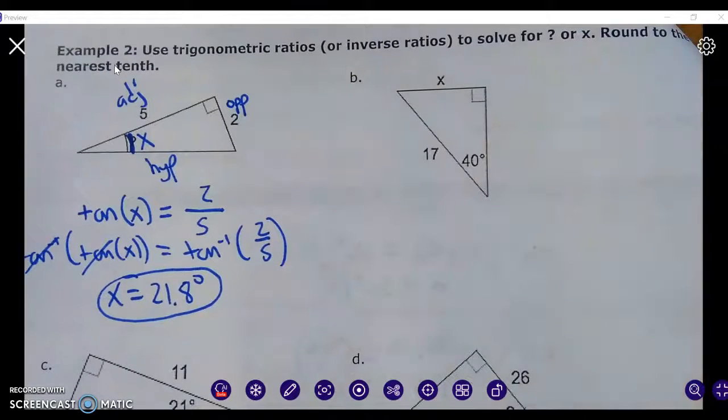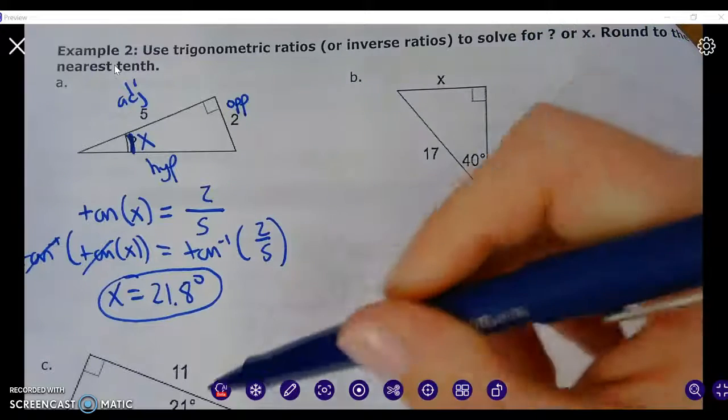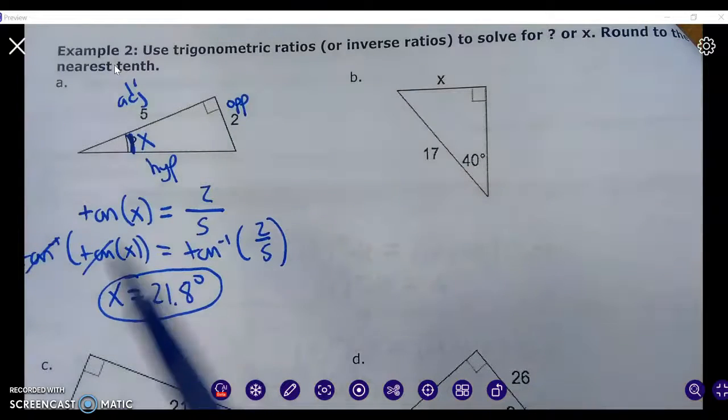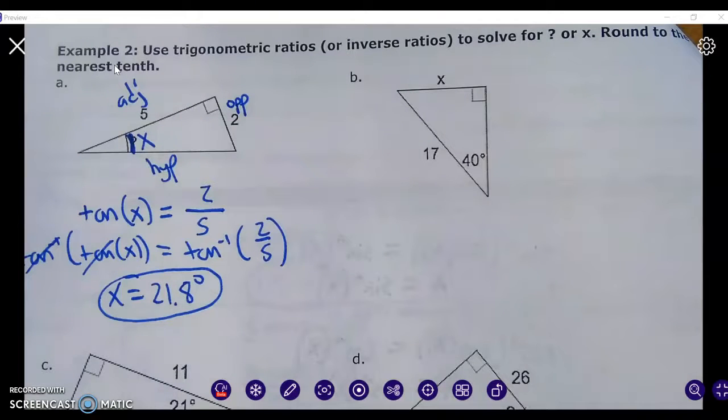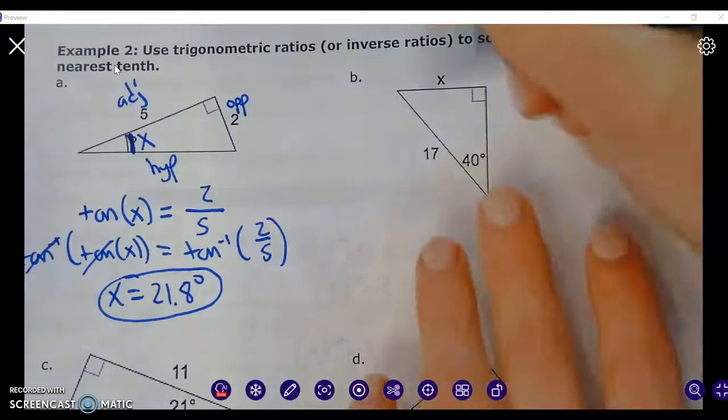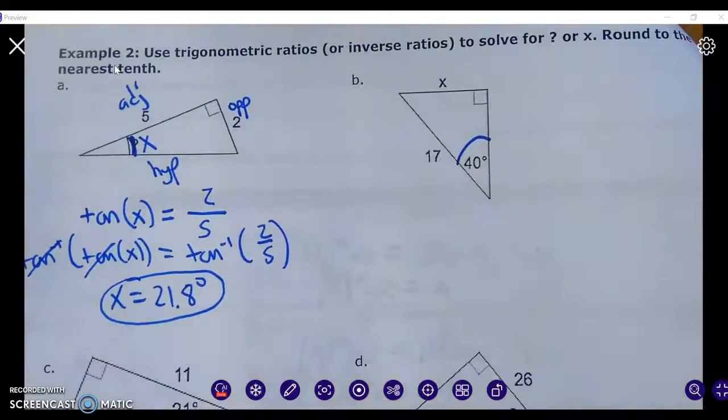Okay, B. On example B, are we solving for a side or an angle? Okay, so we're not going to be doing this. This is angle work. So our side is what we did last class, where we multiplied both sides by the denominator, did all that. Why are we not? And why is that?